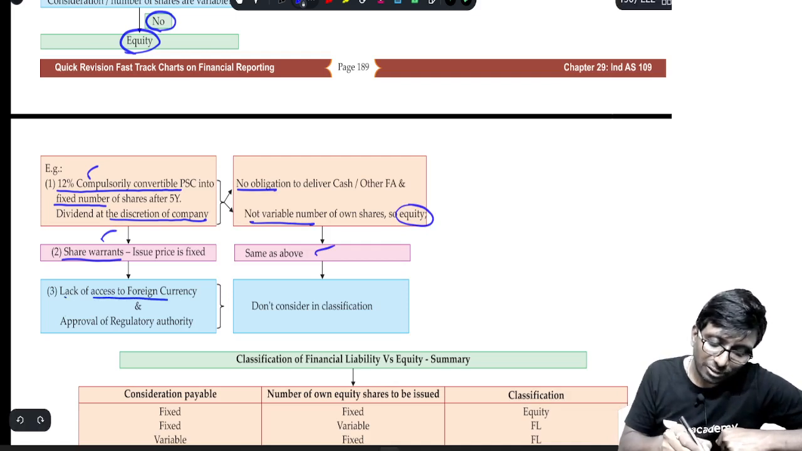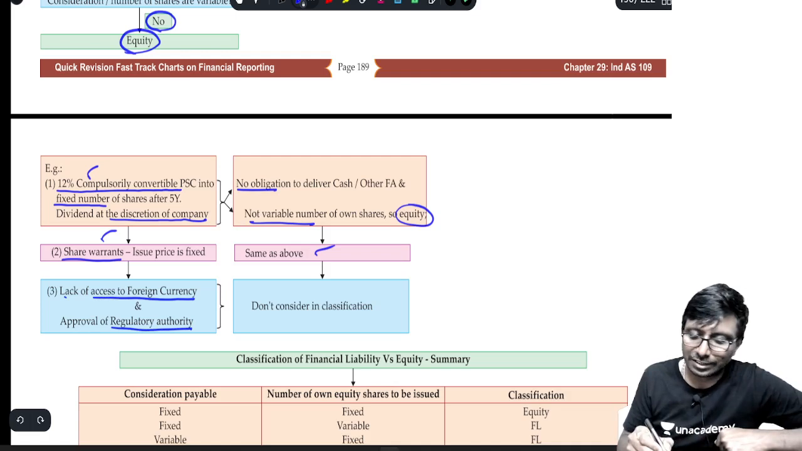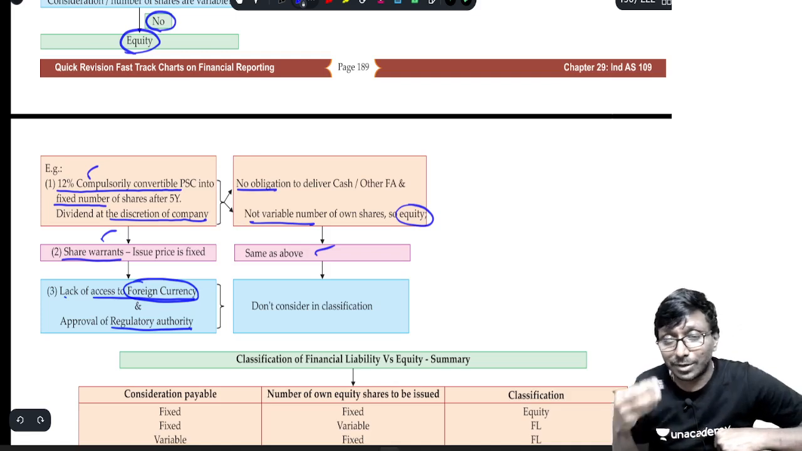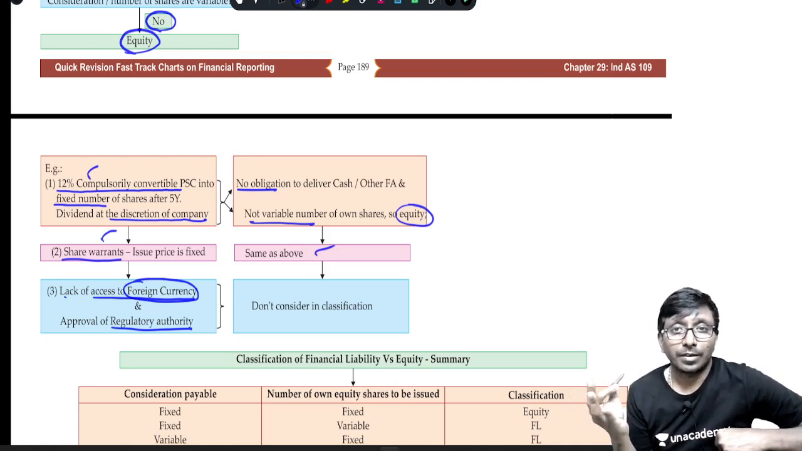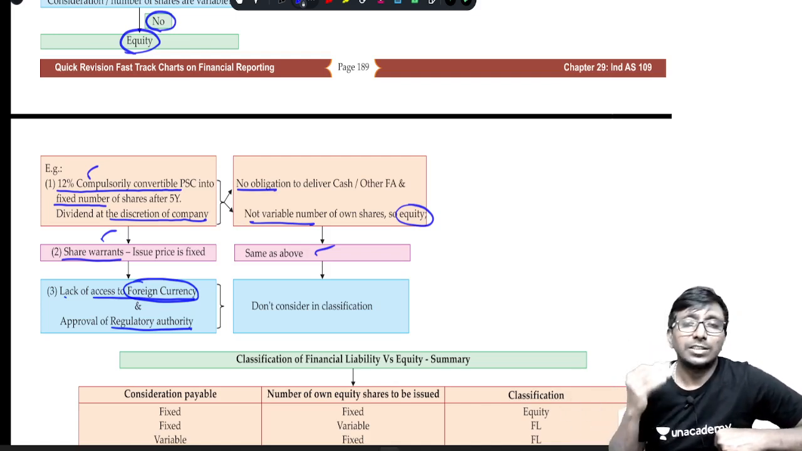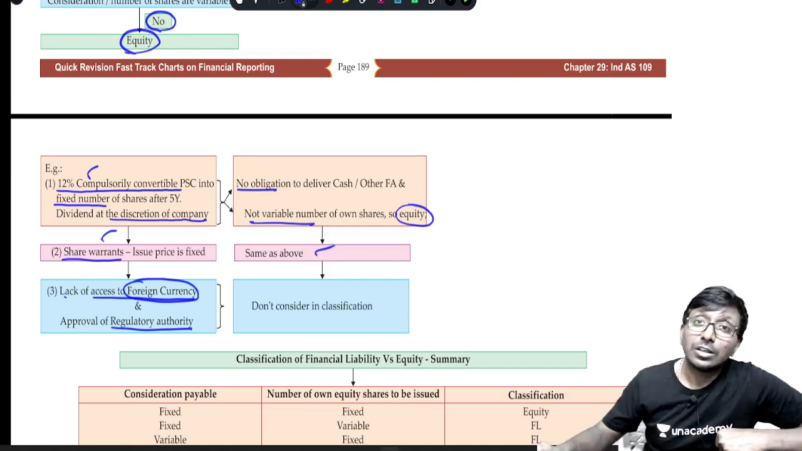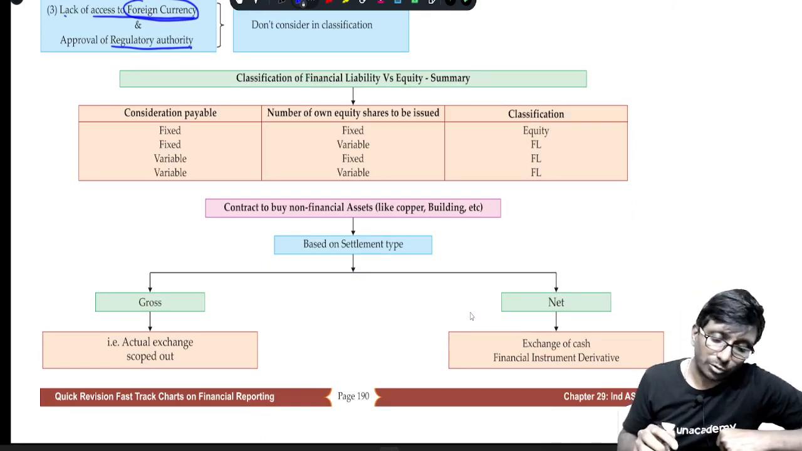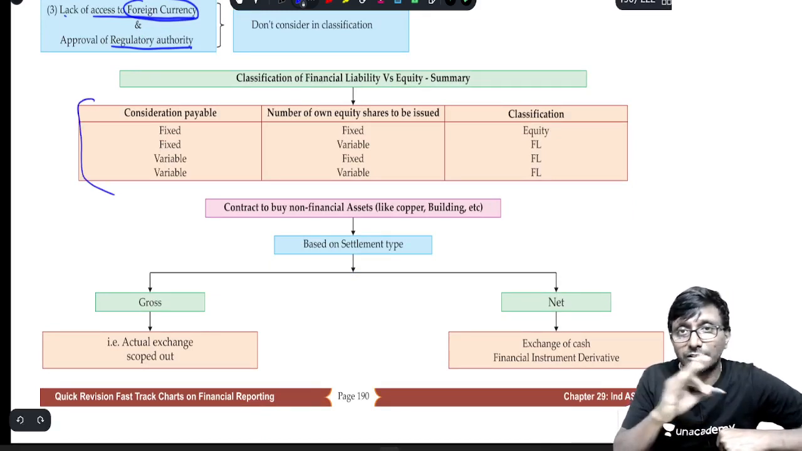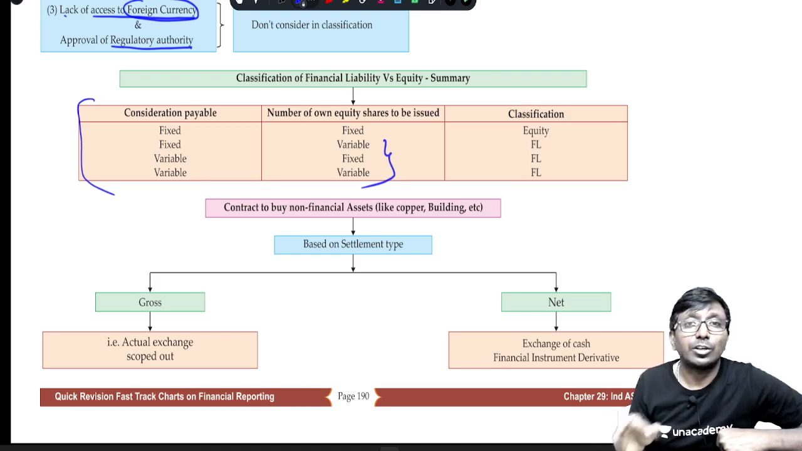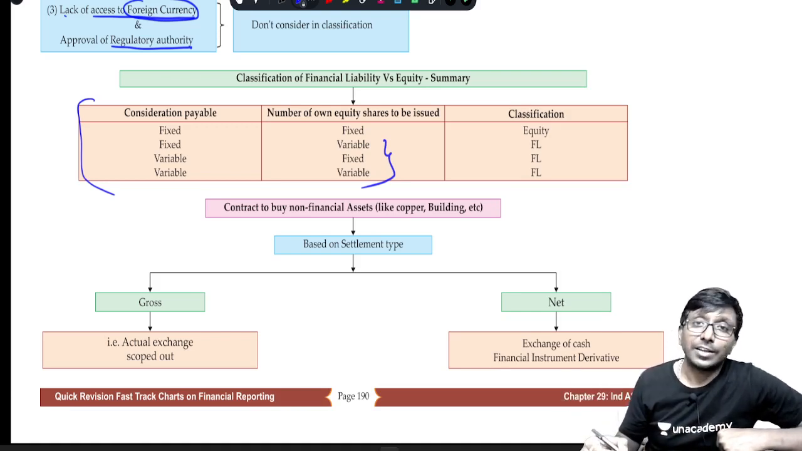Even the share warrant is the same as above, equity only. Suppose there is lack of access to foreign currency and approval of a regulatory authority is needed. The point is not whether you lack foreign currency, or that money will come and I will pay. It's not that. What is said in the terms? Are we liable to pay? Then it is a liability. That's all. If no, we don't need to pay, then it is equity. Like that, we are supposed to analyze it, not based on lack of currency. Saying currently I will not be able to pay because my currency is not convertible is useless. Just forget about it. This table only I have explained to you: fixed amount for fixed number is equity, and in all other combinations, it is going to be a financial liability.